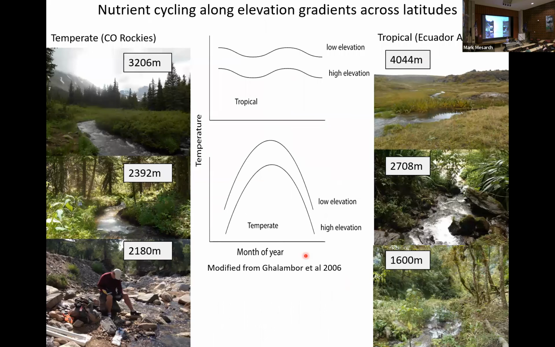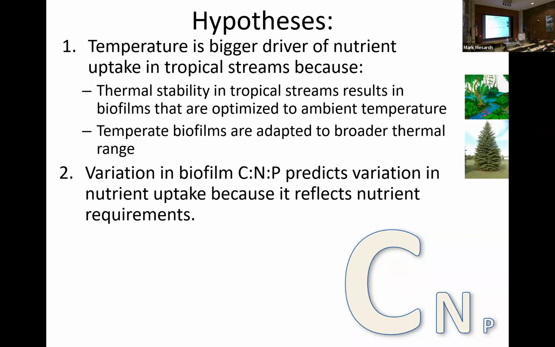As this middle graph from Gallenbohr et al. 2006 shows, temperature in the tropics is pretty even throughout the year, while temperate systems experience wide fluctuations in temperature. As this figure also demonstrates, elevation is important in controlling temperature, with higher elevations experiencing relatively colder temperatures. An elevation gradient also provides natural variation in other drivers important to nutrient cycling, including things like canopy cover, biomass, chlorophyll, geology, communities, and nutrient concentrations. So these are some photos of study sites in Colorado here on the left, and in Ecuador here on the right, where we leverage the spatial variation in these characteristics along an elevation gradient.